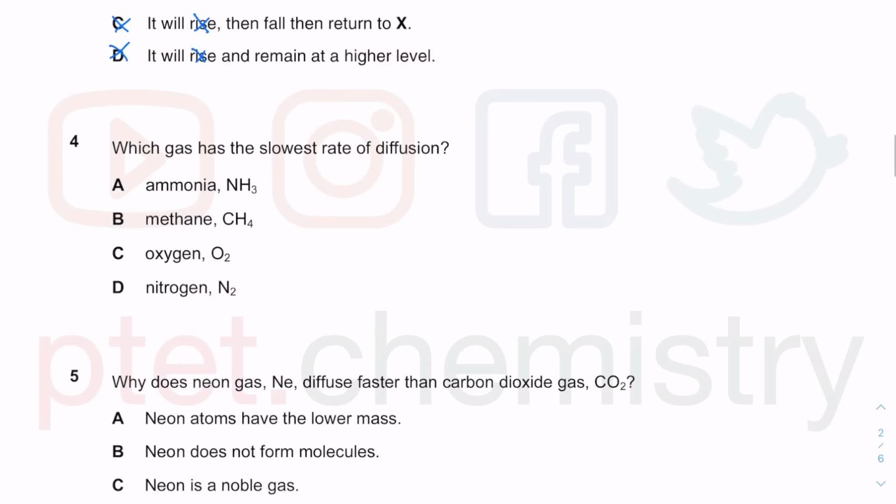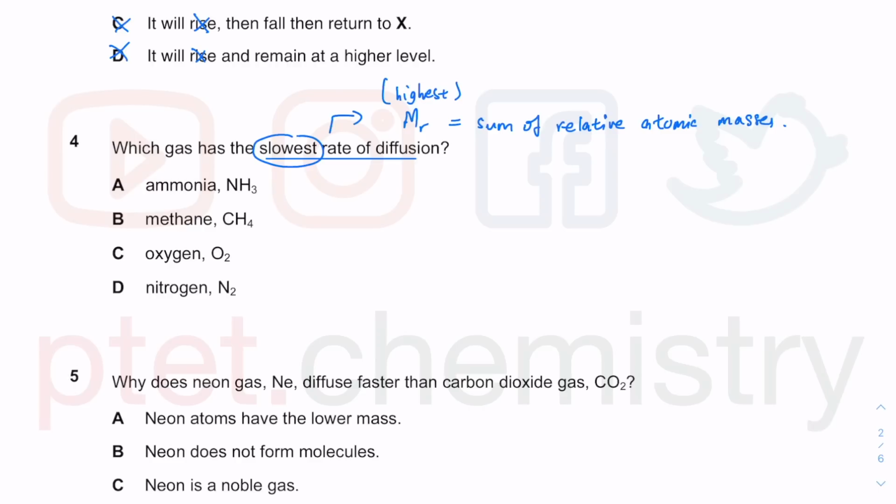Question 4: which gas has the slowest rate of diffusion? We know that the factor for the rate of diffusion comes down to the relative molecular mass, which is the sum of the relative atomic masses. You can get these from the periodic table, but you need the correct formula, and here all of these substances have been given with their formulas. We want the slowest. The slowest means it's going to be the heaviest substance, which means the highest MR. If it is the heaviest, it will diffuse slowest. Well, let's work out the MR.